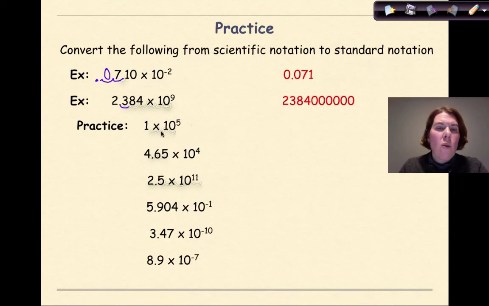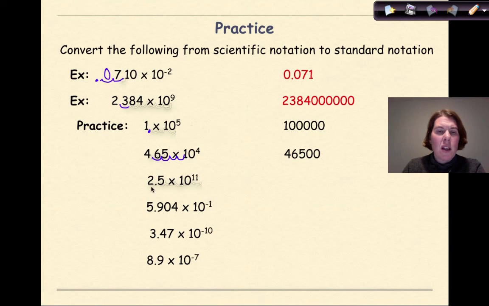Welcome back. 1 times 10 to the fifth. The fifth is a positive number, so there's an assumed 1 right here. So basically what we're going to do is write 5 zeros, and there's our 5 zeros right here. 4.65 times 10 to the fourth. We're going to move our decimal point to the right. So 1, 2, 3, 4. Replace those spots with 0. So we're going to get 46,500.